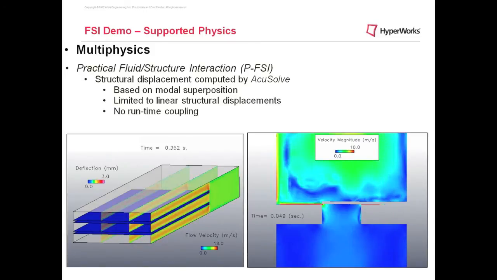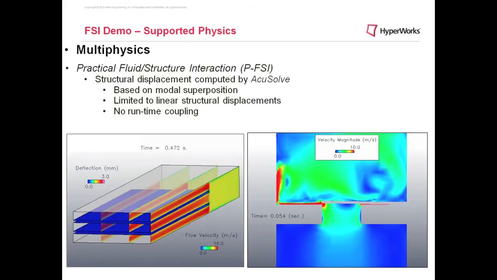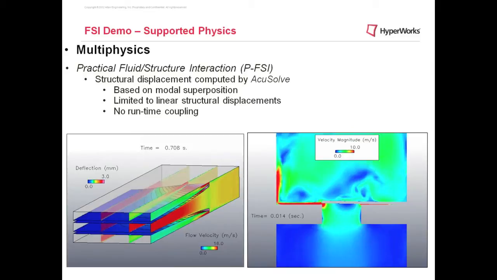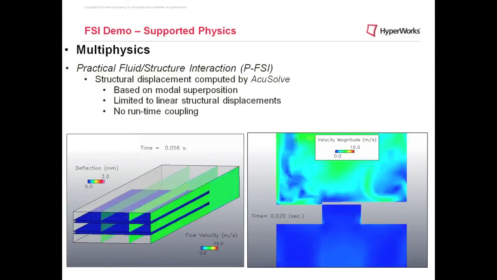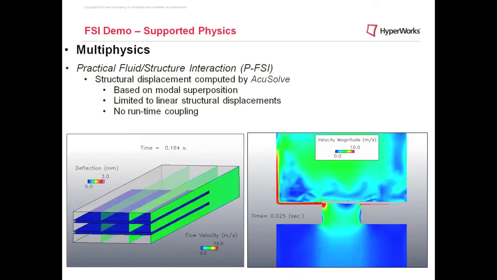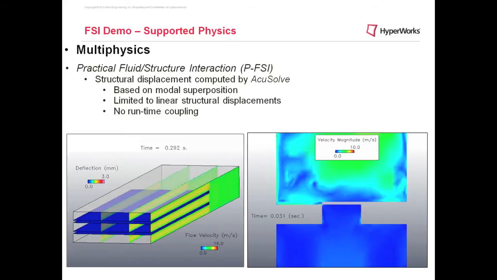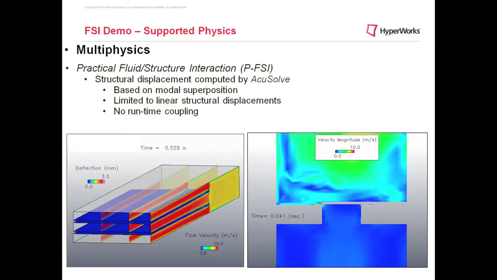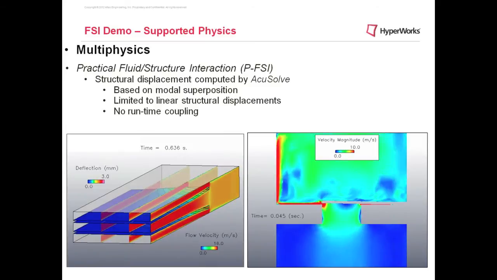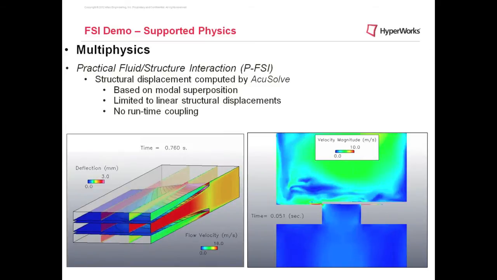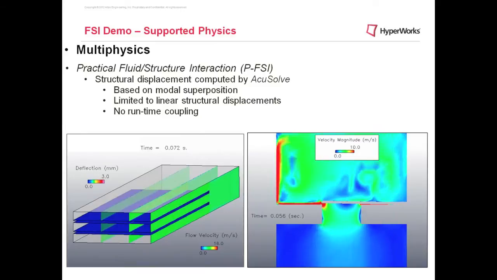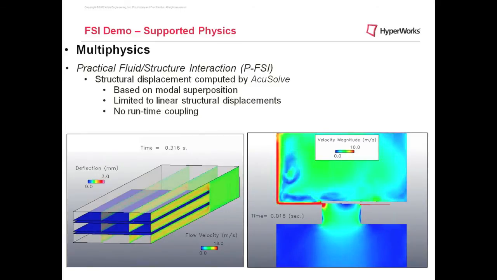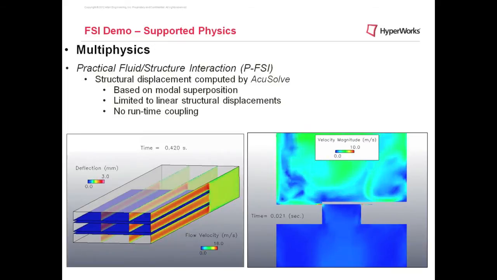And once that information is in our fluid model, AcuSolve will compute the modal participation factors of each mode based on the fluid loading. And then, based on those modal participation factors, we can compute the displacement of the structure and then just superimpose all the displacements for each mode and come up with our displaced shape. So this technique is extremely robust, it's extremely fast, and it works extremely well for a very broad class of problems.